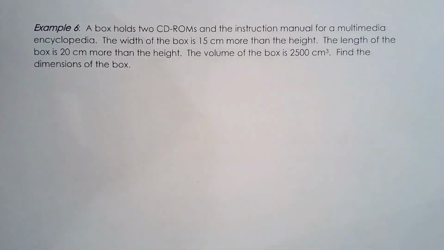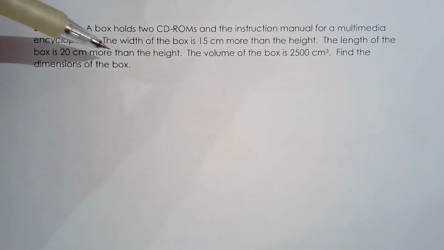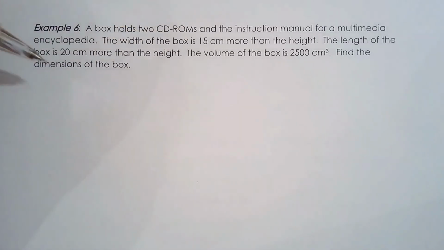So for example 6, we have a box holds 2 CD-ROMs and the instruction manual for multimedia encyclopedia. The width of the box is 15 centimeters more than the height. The length of the box is 20 centimeters more than the height. The volume of the box is 2,500 cubic centimeters. Find the dimensions of the box.